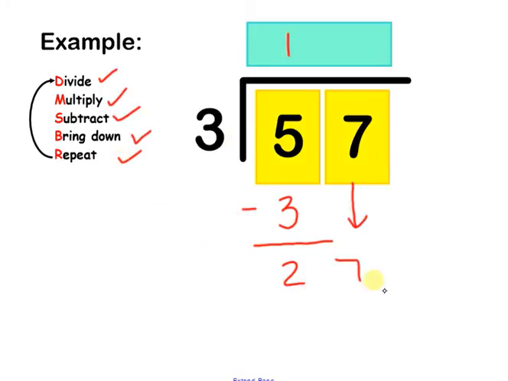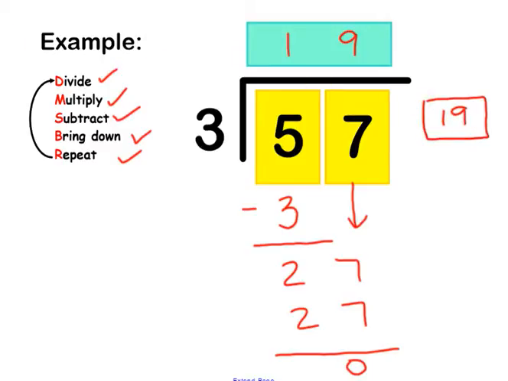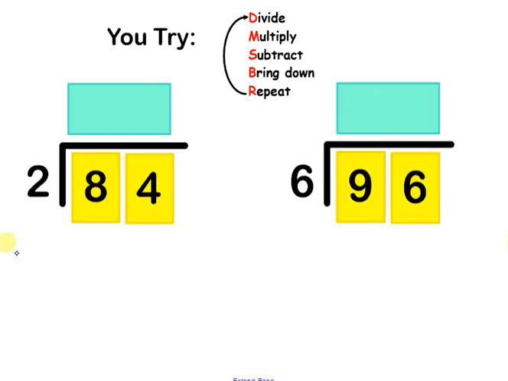3 goes into 27. How many times? Well, it goes in 9 times perfectly. And then 3 times 9 is 27. I'm going to subtract, and I do not have anything else to bring down, and my remainder is 0, so I stop right there, and my final answer is 19. All right, so you go ahead and try these two.